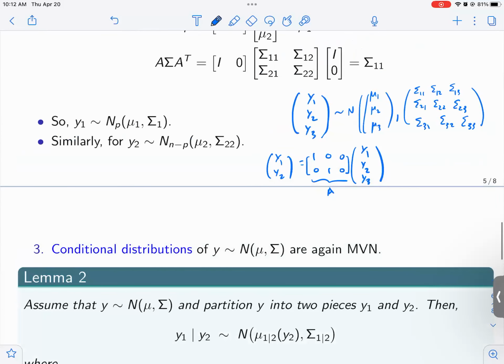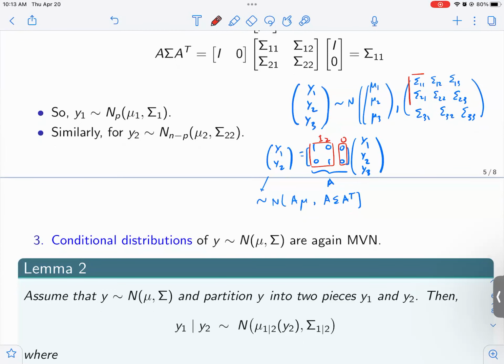Okay, and when you do the multiplication, I'm not going to do the multiplication, but for example, the covariance of this is going to be normal between A mu and A sigma A transpose. Because of the special nature of this, this is like the identity. So in this case, this is like identity 2, and then the 0 here. Because of this nature, this simplifies. And the effect is that you're going to pick this submatrix of sigma and this submatrix of mu. So that would be the covariance matrix of this, and this would be the mean of that. And this all follows from this multiplication. Okay.